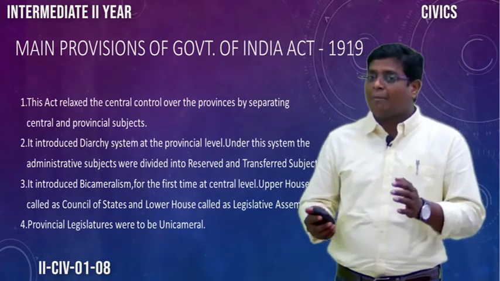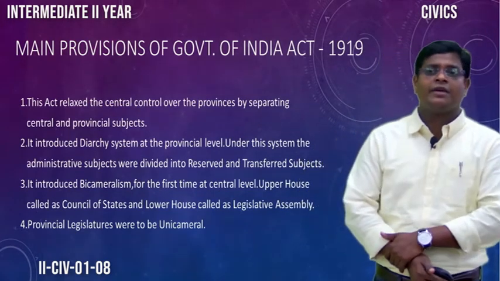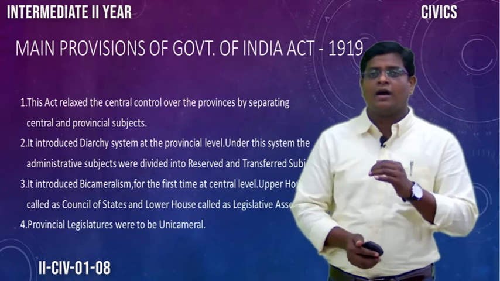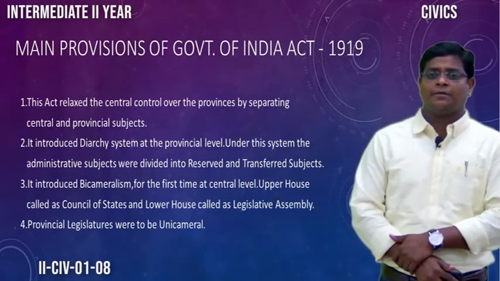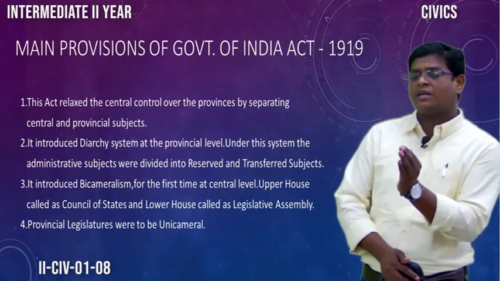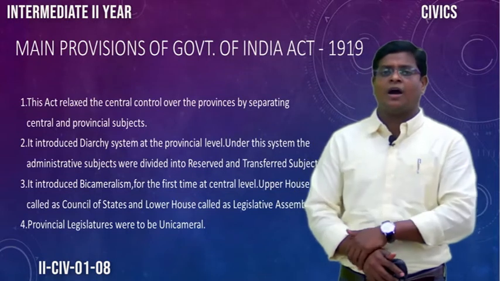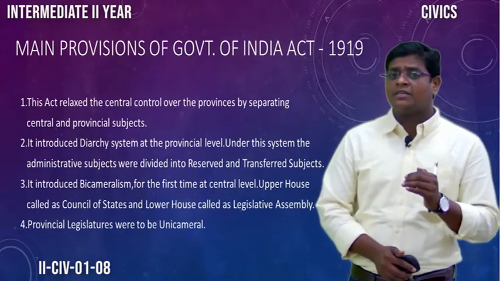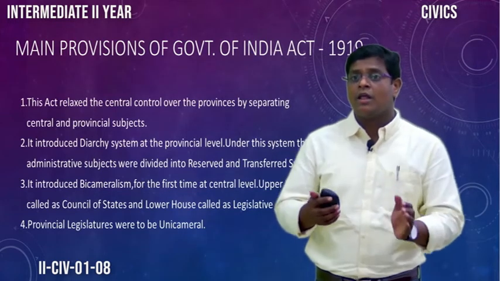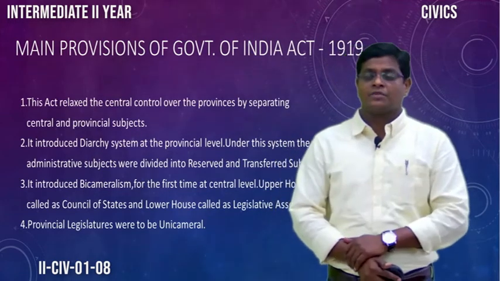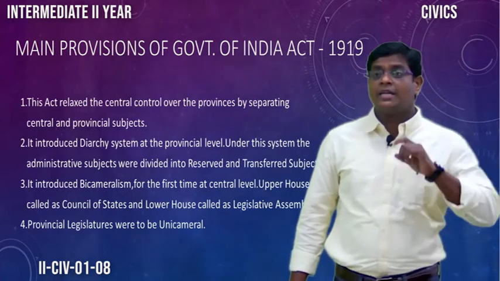Because until then, central and state powers were combined. Now, through this act, central powers and state powers were divided. So this is a very tremendous change regarding the development of the constitution in India. And by this act, they introduced the diarchy system. At which level? At the provincial level. The Britishers introduced the diarchy system at the provincial level.